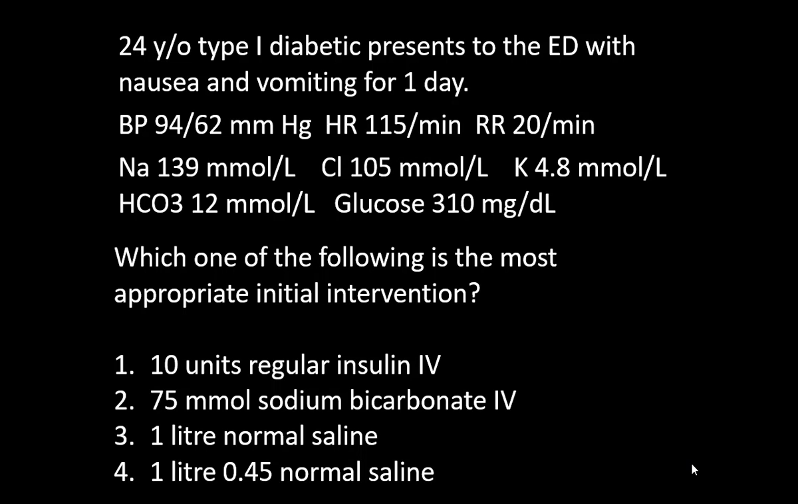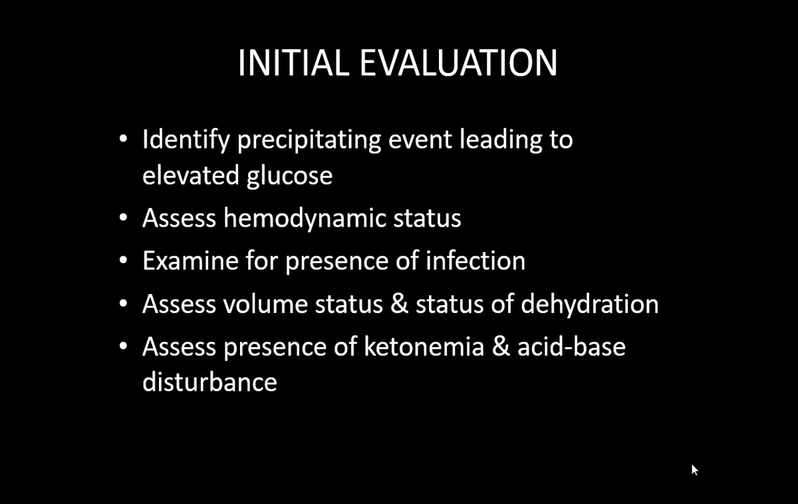Now, a 24-year-old type 1 diabetic presents to the emergency with nausea, vomiting for 1 day, blood pressure 94/62, heart rate 115, respiratory rate of 20, sodium 139, chloride 105, potassium 4.8, bicarbonate of 12, glucose 310. Which is the most important initial intervention? First, second, third, or fourth? Third. Right, so we would give fluid resuscitation to these patients.